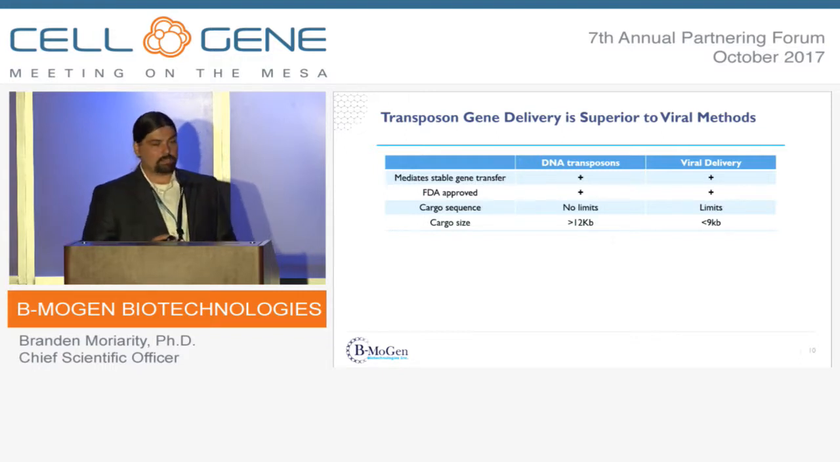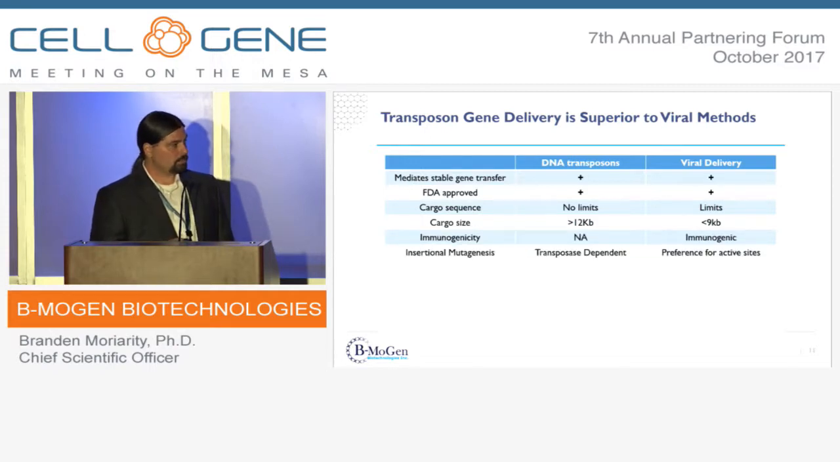Also, there are size limitations with viral vectors, typically 10 to 12 kb with lentiviruses and even less with retroviruses. Transposon vectors can typically deliver well over 12 kb in cargo and even up to 100 kb in cargo. This is good because you can use it to deliver multiple genes at once, for instance, a CAR and a suicide gene for safety. So there's a lot more room for engineering with transposons.